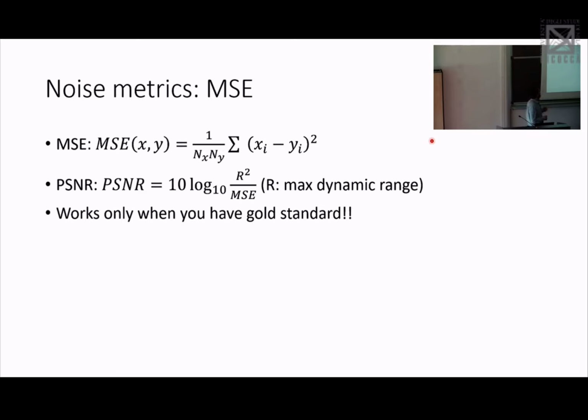We have the signal-to-noise ratio, which is 10 times the logarithm in base 10 of the maximum dynamic range, if your image is not scaled between 0 and 1. Otherwise, this is 1. And the mean square error works only when you have gold standards.